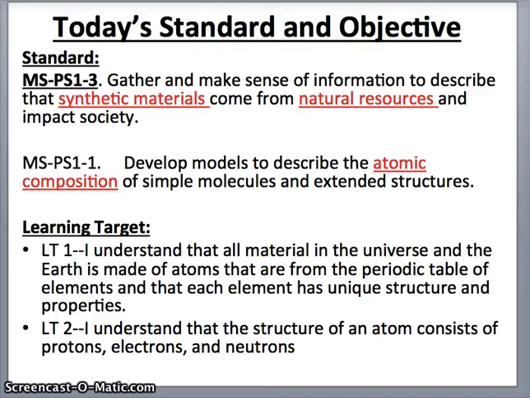Hi students, today we are going to be starting a new unit on chemistry. We are going to continue on with our plastics project with synthetic materials, but we are also going to be learning about atoms and molecules.